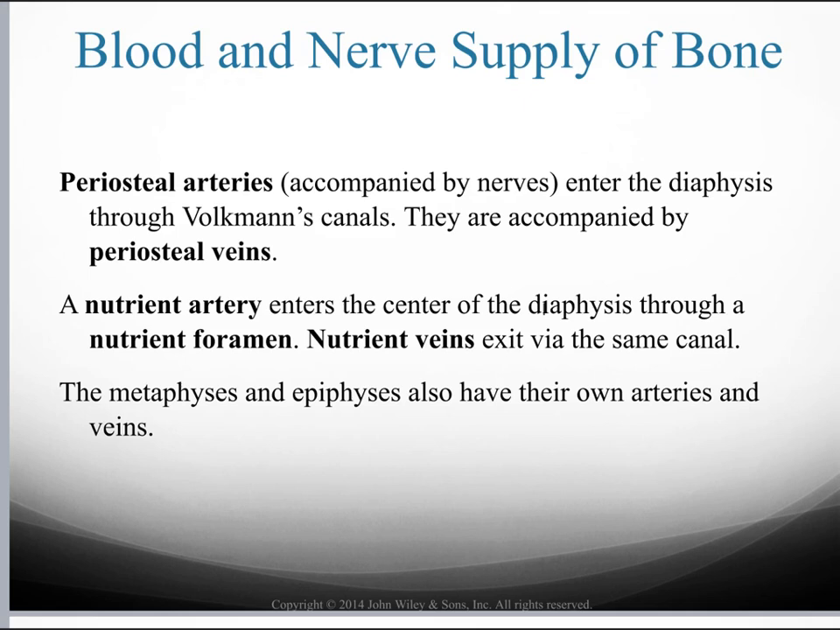Blood and nerve supply to bone. So how do we get blood and nerves inside a bone to feed all these structures that we just finished talking about? We do it via periosteal arteries. So arteries and veins are going to move through similar holes accompanied by nerves. They're going to enter the diaphysis through Volkmann's canals. These are going to be accompanied by a periosteal vein. So arteries will be accompanied by periosteal veins.